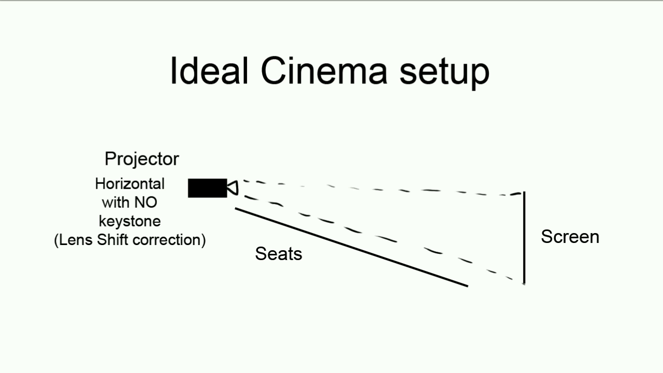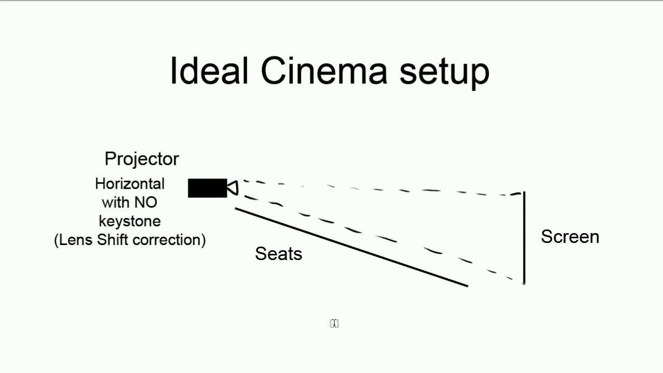Finally, let's have a look at the problems that may occur using this 3D technique. Here we have an ideal cinema setup. We've got our seats and our screen and our projector up the back here. It's completely horizontal. There's no keystoning. It's just using the lens shift to give the picture on screen perfectly as required.